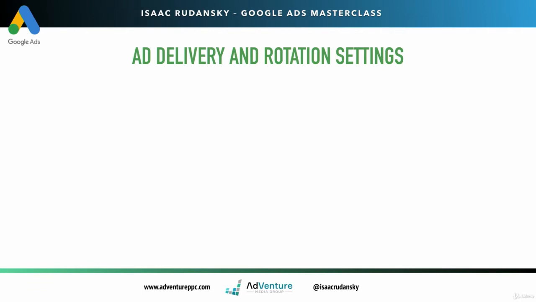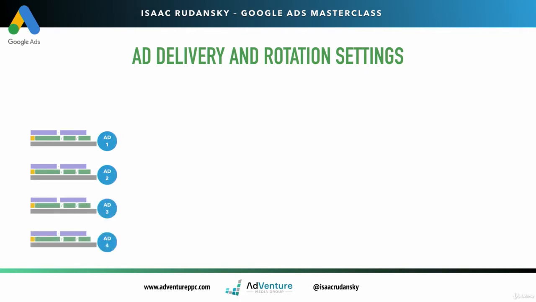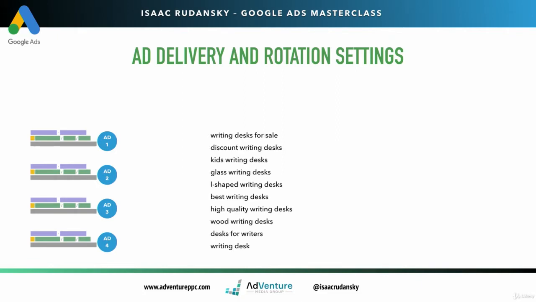As you know, every ad group could have multiple ads in the ad group. So in this example, let's say we have 4 different ads inside an ad group. Now you also have keywords, right? Let's say this is an ad group for writing desks. So I have writing desks for sale, discount writing desk, kids writing desk, glass writing desks, and those are all keywords inside that same ad group. So these 4 ads are at the same level of the organizational hierarchy with, let's say, these 20 keywords, or let's say there were 1,000 keywords or 50 ads or whatever it was, which means that any of these keywords could trigger any of the ads in the ad group.